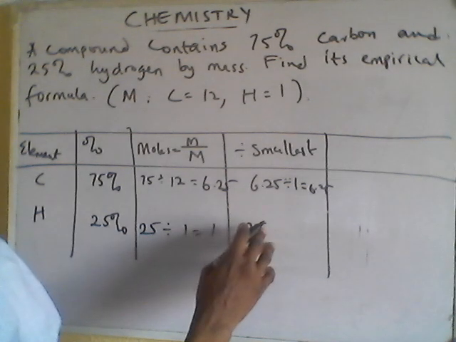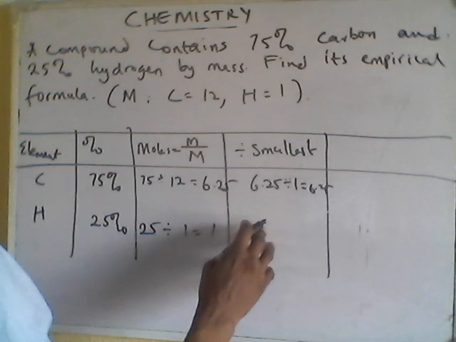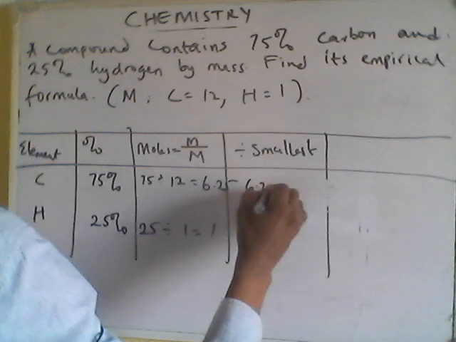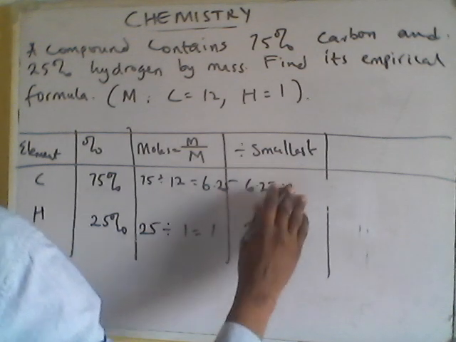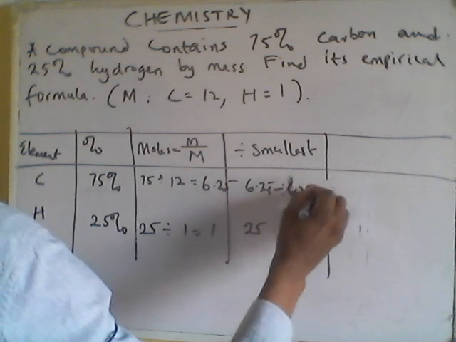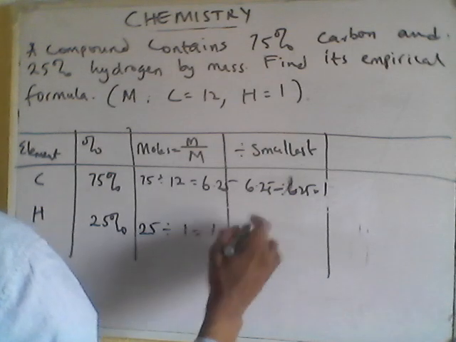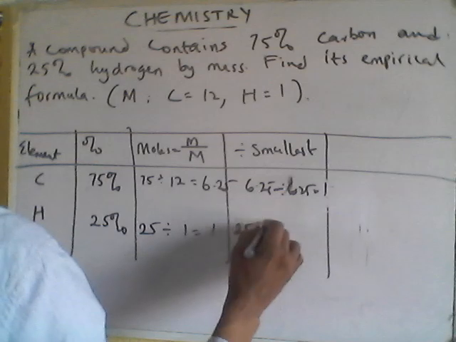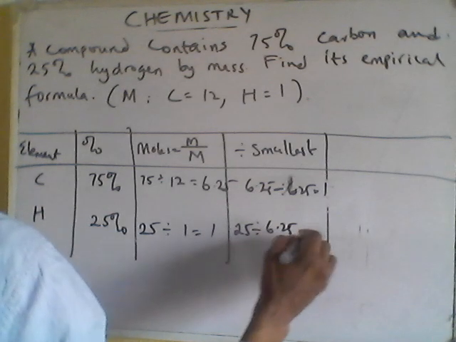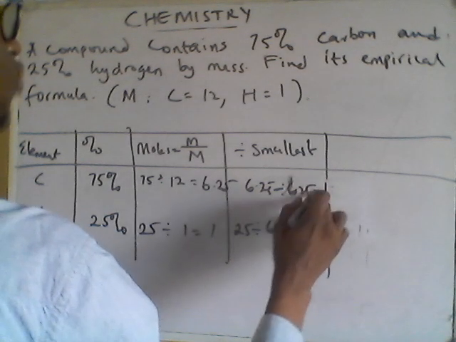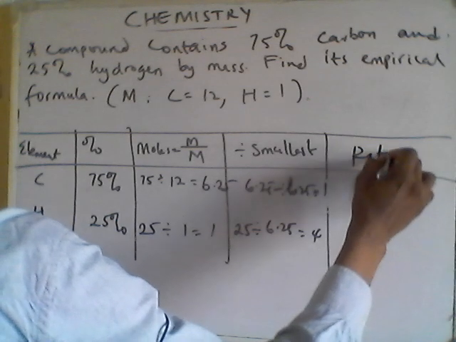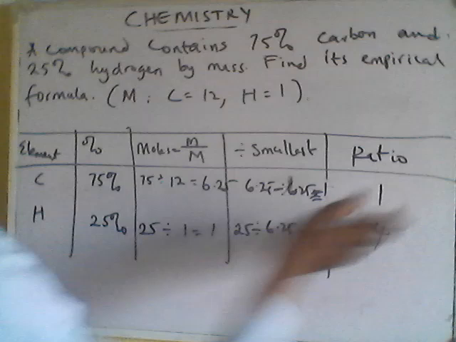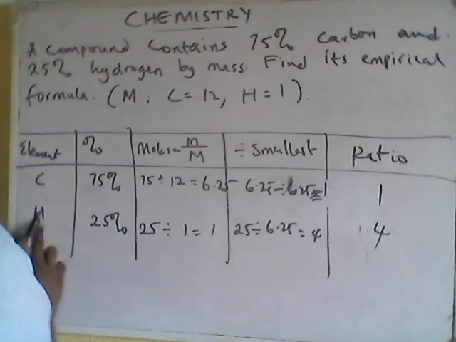Okay, sorry about that. The smallest here is 6.25, right? 6.25 divided by 6.25 again will give me 1. And 25 divided by 6.25 will give me approximately 4. So I have 1 and 4, right? The ratio here, I have 1 here, and I have 4 here. So carbon is 1, hydrogen is 4.